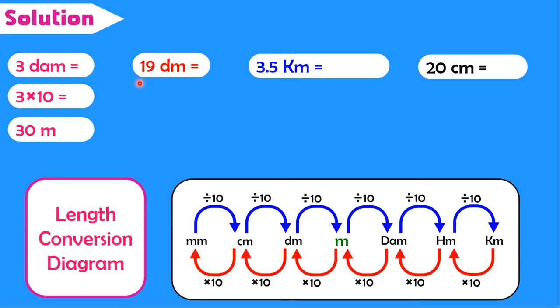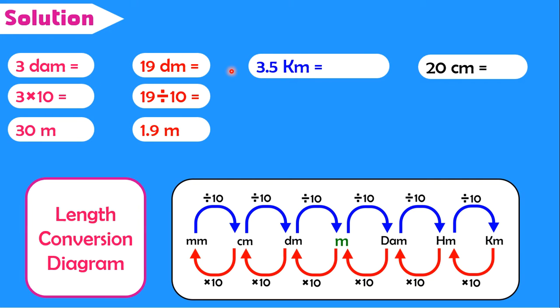Let's do 19 decimeter. Notice that decimeter is here and I want to convert it to meter. So I'm moving to the right, so I have to divide by 10. So 19 decimeter must be divided by 10. This will give us 1.9 meters.